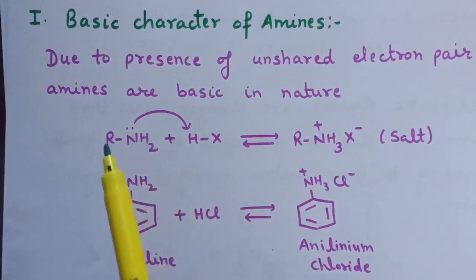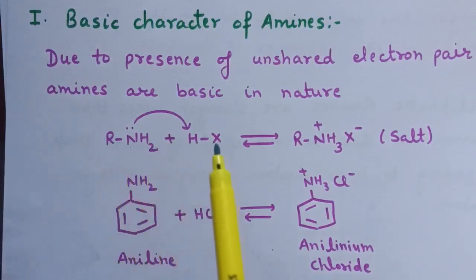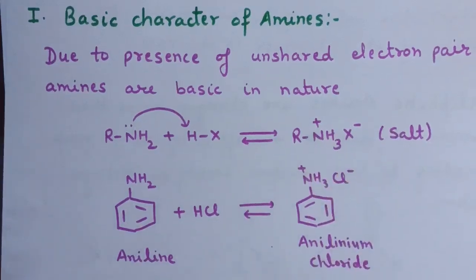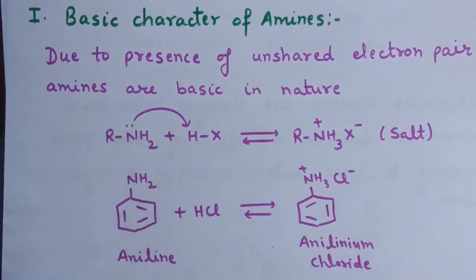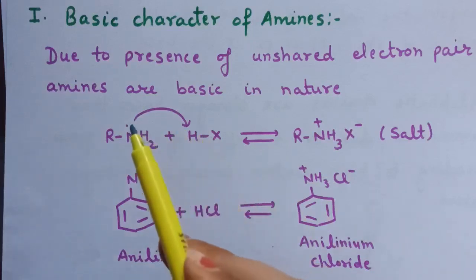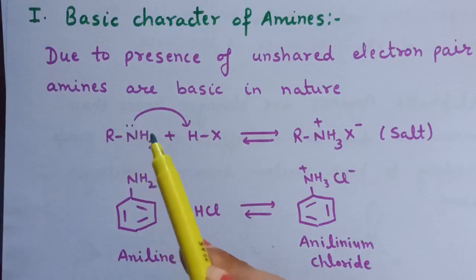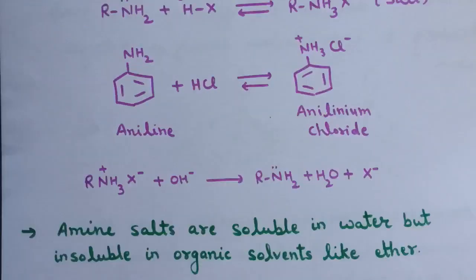Here is the reaction of RNH2 with HX. So here the salt is formed. Example is when aniline is treated with HCl. So here anilinium chloride, which is a salt of aniline, is formed. Due to the presence of lone pair on this nitrogen, amines are basic in nature and they will behave as nucleophile due to the presence of this unshared electron pair.